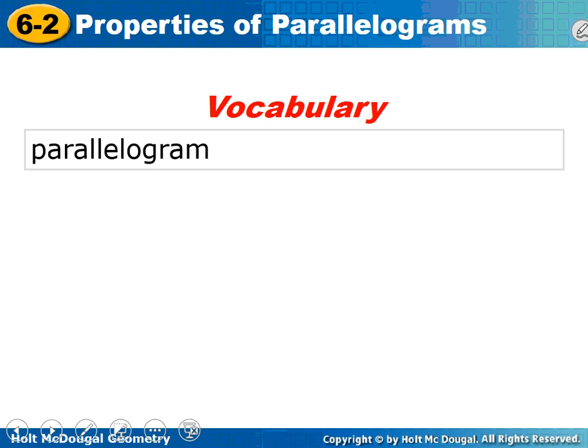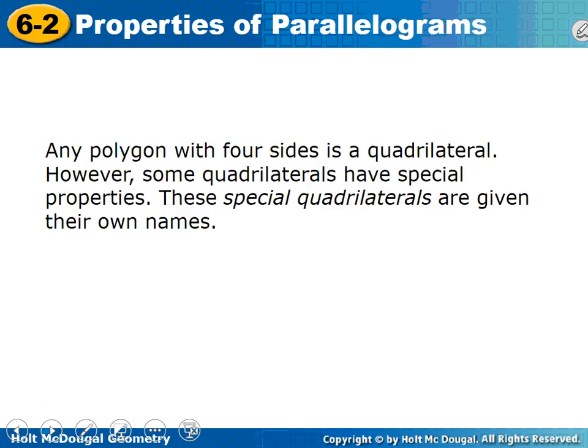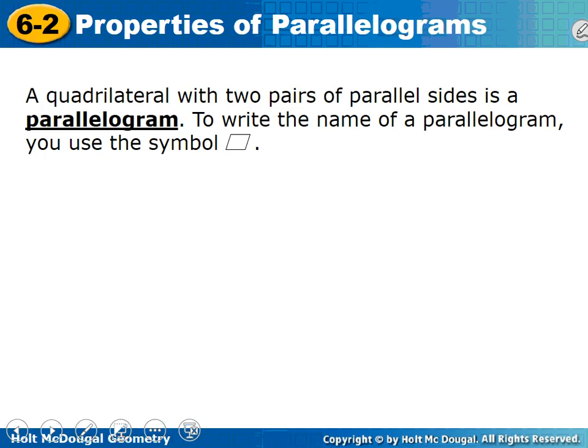First shape, and that's all 6-2 is about. So 6-2 is just the parallelogram. We're going to learn 5 properties about the parallelogram. And the first one is going to be its definition. So when you read the definition, besides the fact that it's a quadrilateral, what does it say a parallelogram has? 2 pairs of parallel sides.